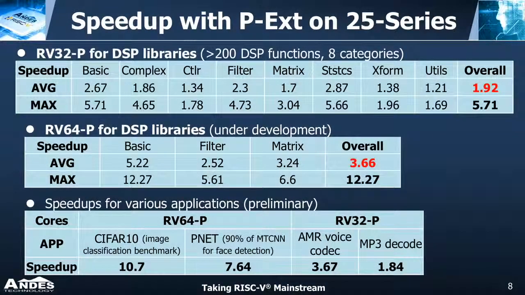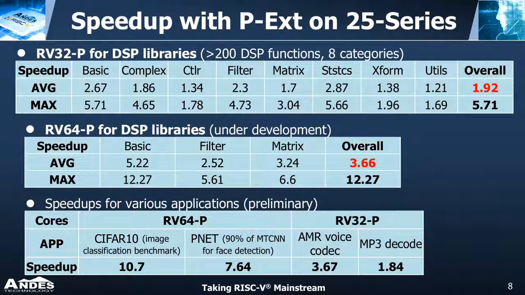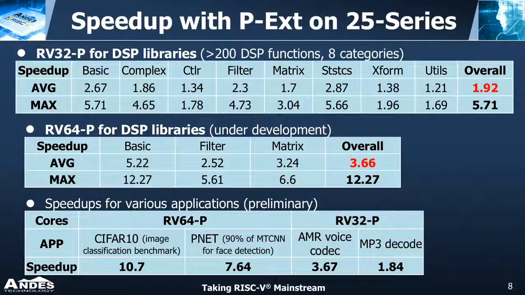In this page, I'd like to show running the 32-bit RISC-V instruction set P extension and running the 64-bit, combining some different categories in DSP functions. The speedup, averagely for 32-bit, can go up to 1.9 times. And maximum, it can go up 5.7 times. For 64-bit, averagely, it can be overall 3.6 times better. For max, it can go up to 12.2 times.